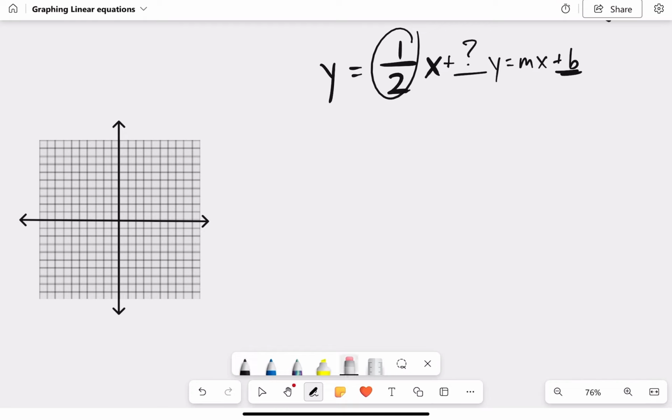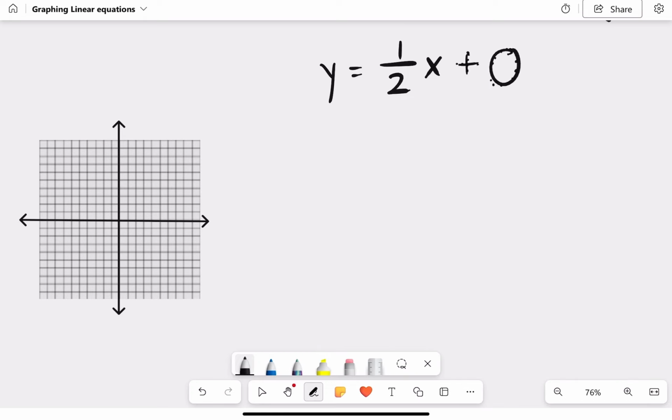Well, technically, whenever you add 0 to something, it stays itself. So if you really think about it, it's like there's an imaginary plus 0 here. It's there, but it's not really necessary to write it out because it's basically implied. Plus nothing. So really what we have here is 1/2 x plus 0.